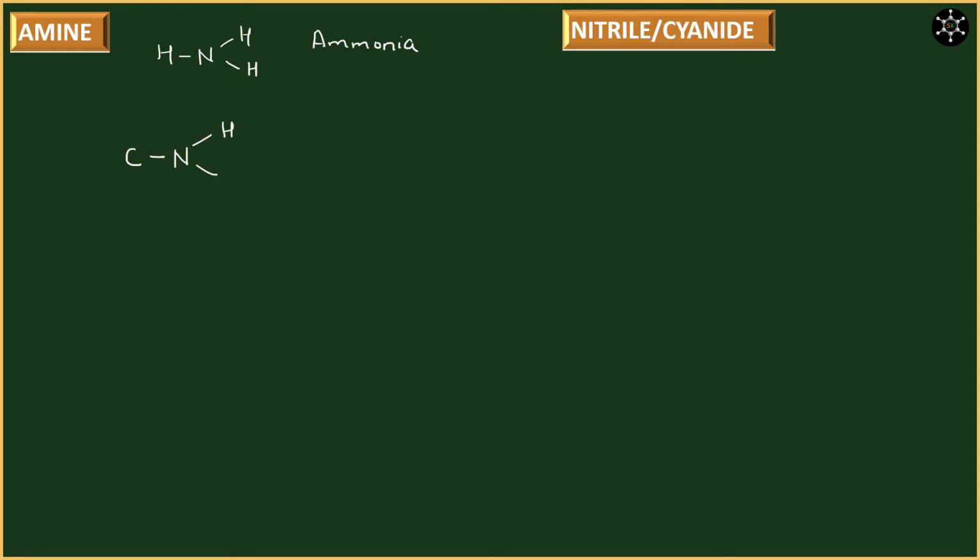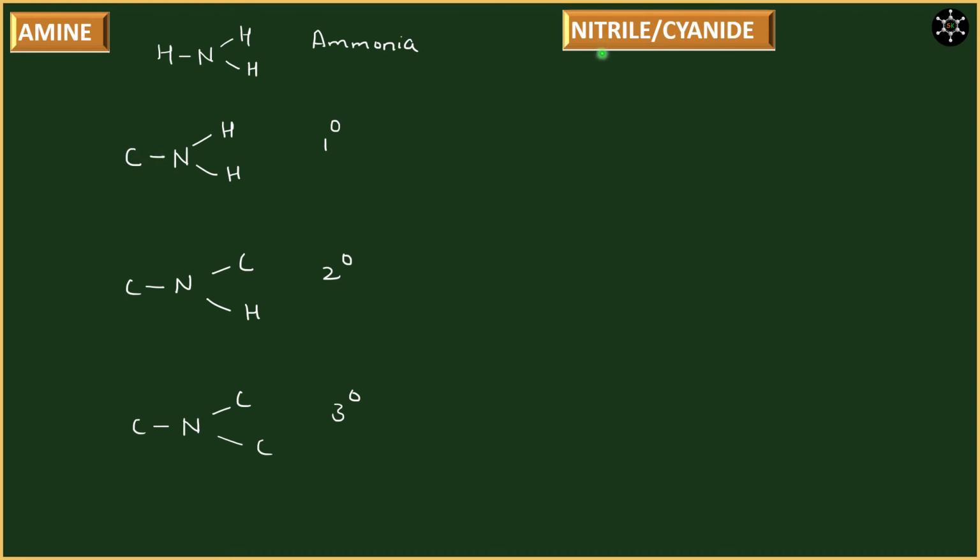If we have 2 hydrogens and 1 carbon connected to nitrogen, then it is a primary amine or 1 degree amine. If nitrogen is connected to 2 carbons and 1 hydrogen, it is a secondary amine. If nitrogen is connected to 3 carbons, then it is a tertiary amine or 3 degree amine. Keep in mind, to call something an amine, nitrogen should be connected to a minimum of 1 carbon atom.